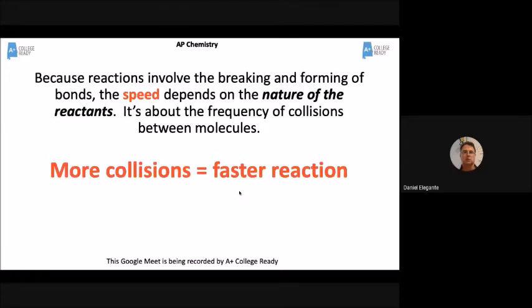All right, so if we're trying to worry about how fast chemical reactions go, it all comes down to how many collisions. The more collisions you have, the faster the chemical reaction is. So we can do that a lot of different ways. If we add more molecules, we get more collisions. If we make the molecules go faster, we're going to get more collisions.